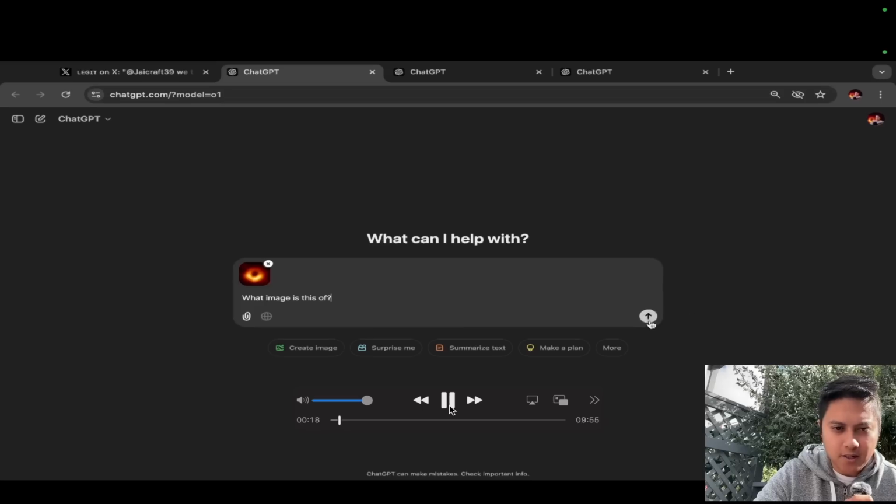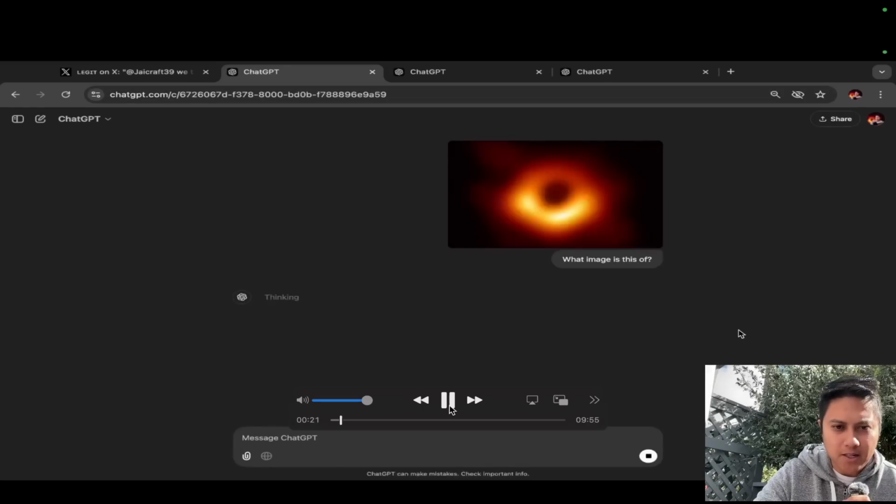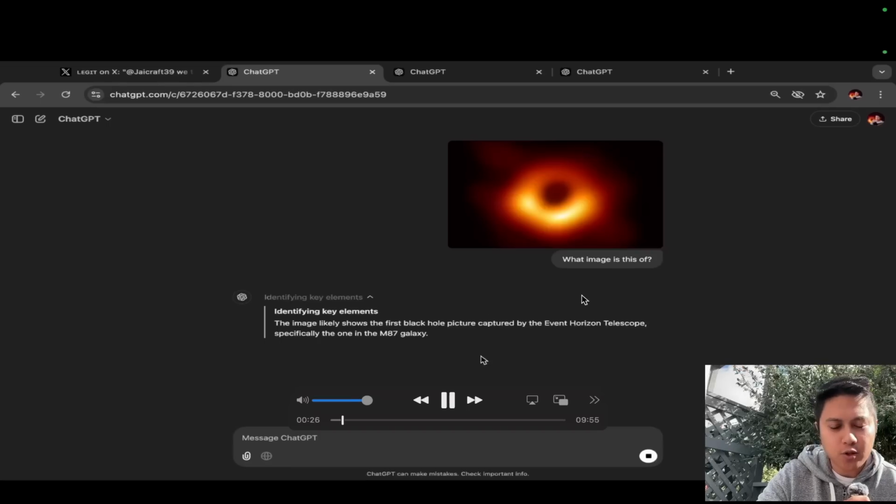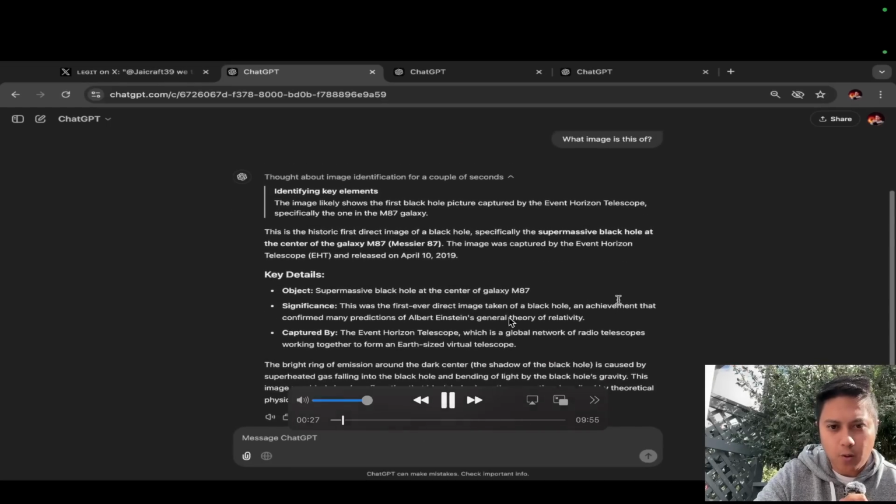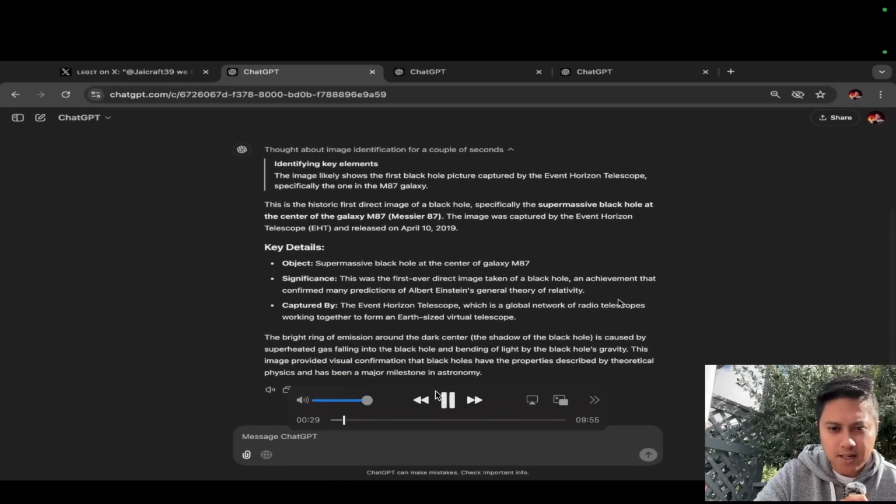Here I'm testing it with the black hole image of M87 from 2019. You can see it's thinking, it's using chain of thought, which you couldn't do with O1 Mini or O1 Preview. And indeed, it does get this picture correct. So that was pretty interesting.